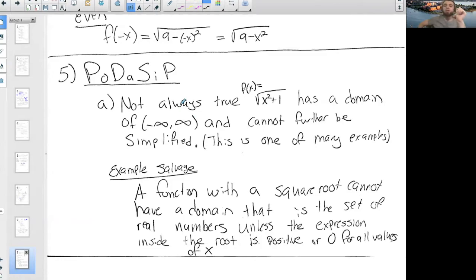But here's the thing, the square root of x squared can kind of be simplified, and I did one that couldn't be simplified any further. So my example salvage would be: a function with a square root cannot have a domain that is the set of real numbers unless the expression inside the root is positive or 0 for all possible values of x, because then everything will be good.